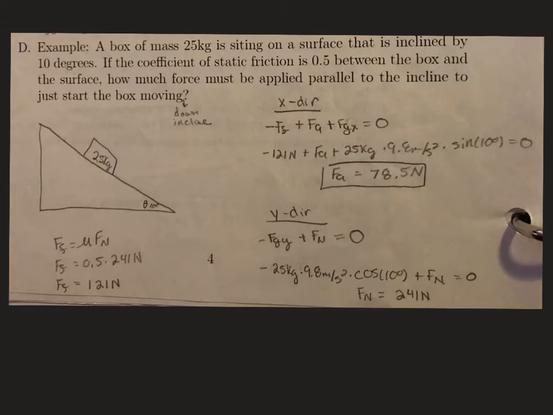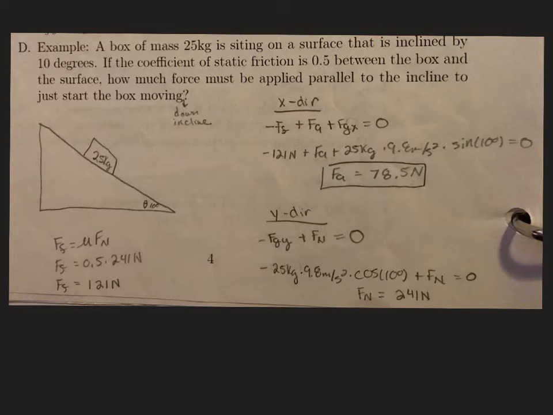Alright, so in this video we're going to talk about another example problem. We have a box of mass 25 kilograms sitting on a surface that is inclined by 10 degrees. So that's what I've drawn down here. We have our box of 25 kilograms, not a very cube-shaped box, but it should be okay. And then I've drawn in the angle of inclination of 10 degrees down here.